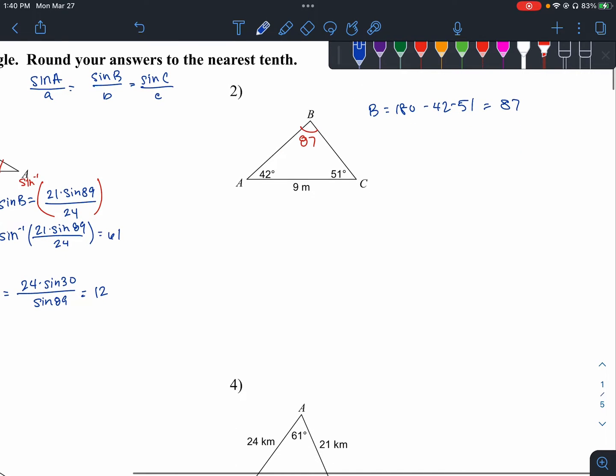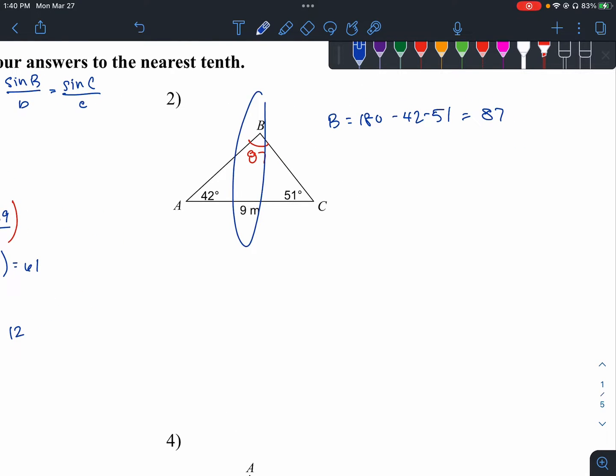Okay, now the law of sines. I know B and side B. So sine of 87 divided by, actually, I'm going to use the reciprocal equation. So I'm going to say 9 divided by sine of 87 is going to be equal to C divided by sine of 51 is equal to A divided by sine of 42.